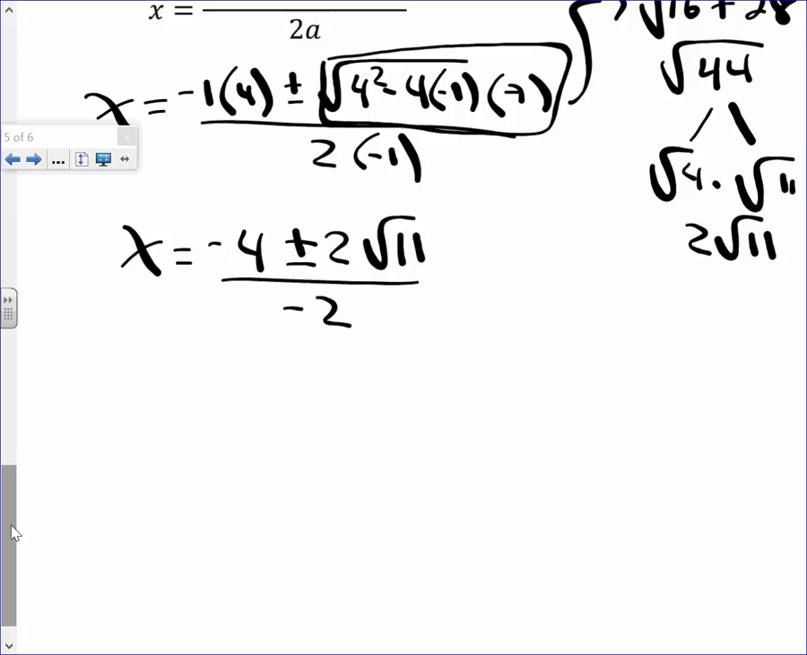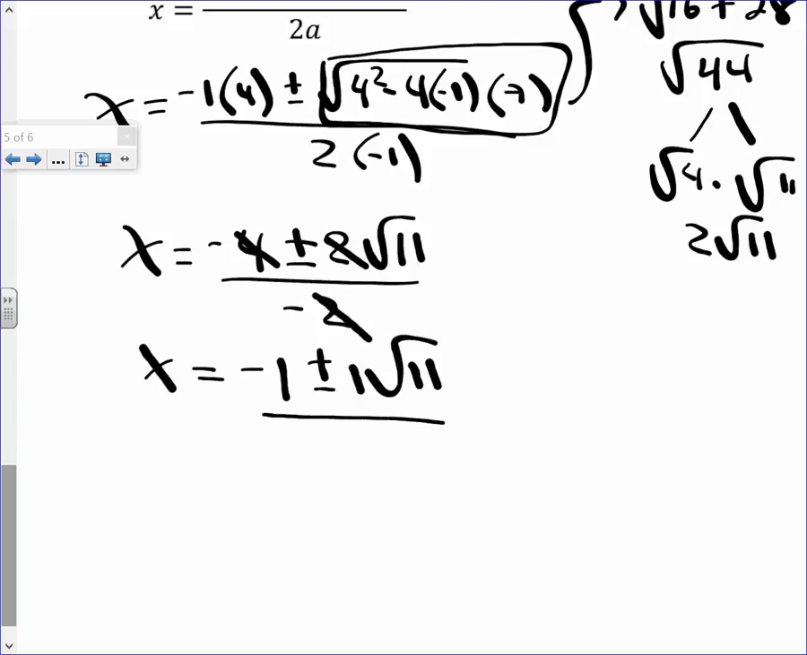Now, on tomorrow's benchmark, watch this. Real quick, on tomorrow's benchmark, this might be one of the options for x-intercepts. It'll look like this. Or I can reduce this nasty fraction. 2 goes into 2 once, into this once, and into this once. So it can look like this, -1 plus and minus 1 rad 11 all over -1. Because look at this fraction, I was able to reduce by 2 all of these. This might be the answer on the test if they want an exact answer.